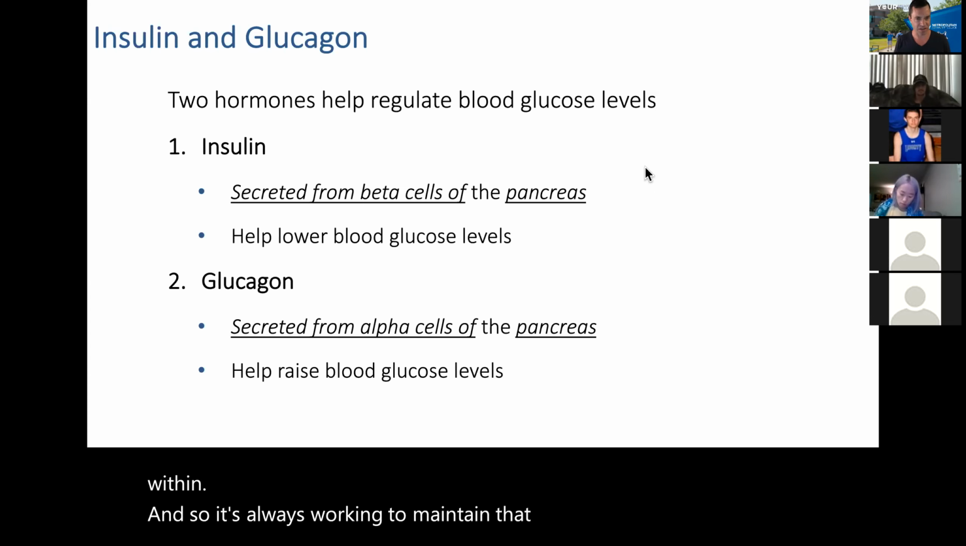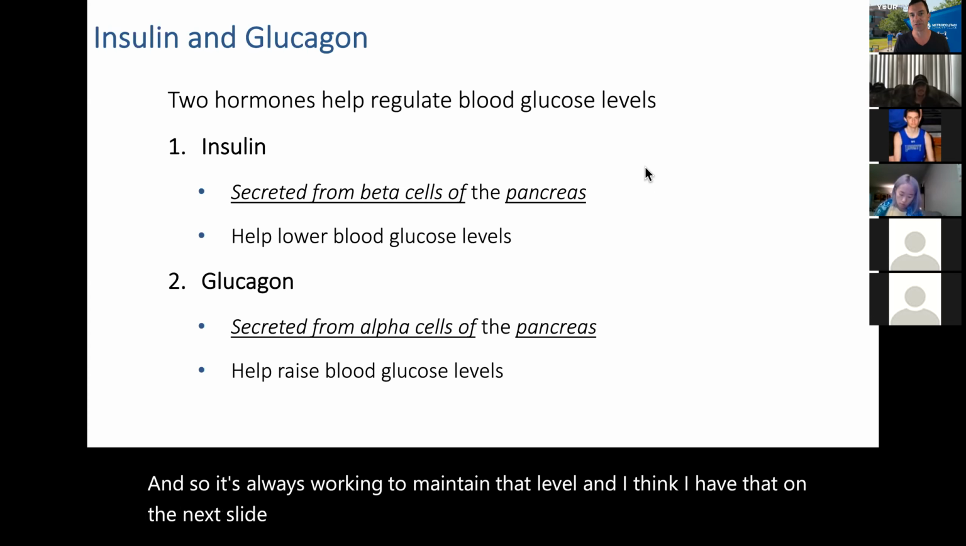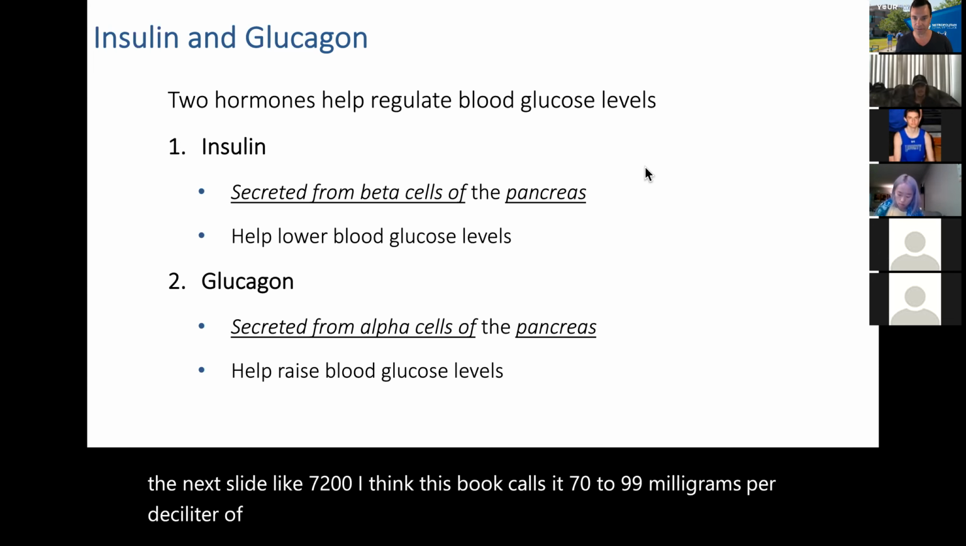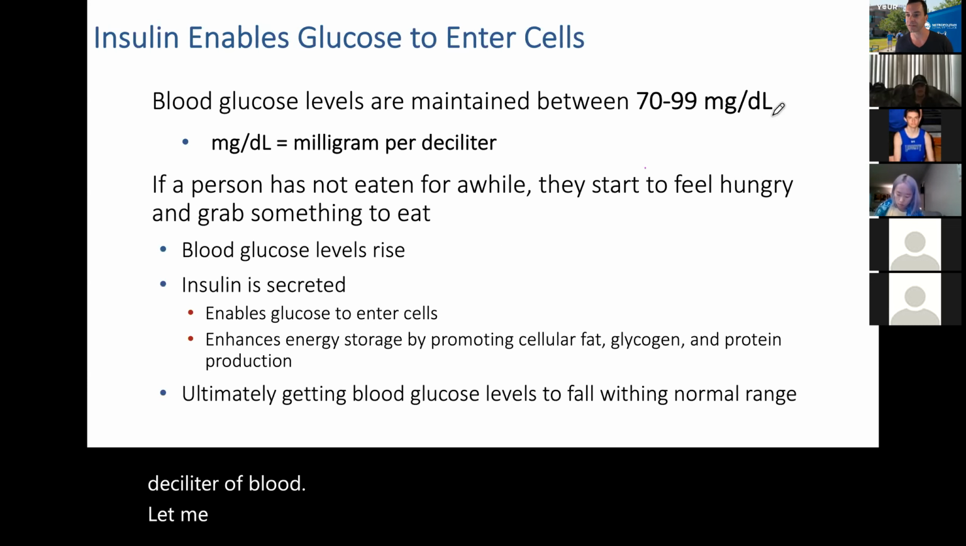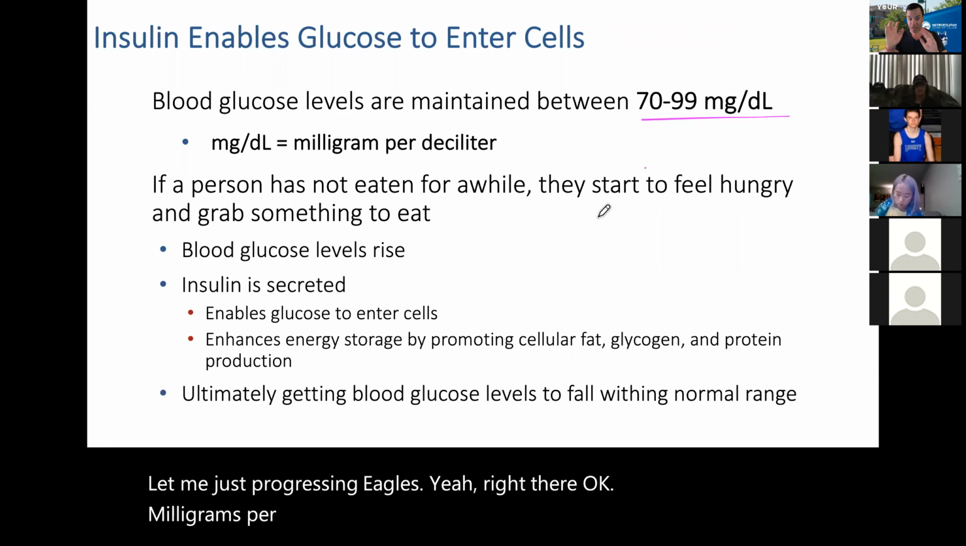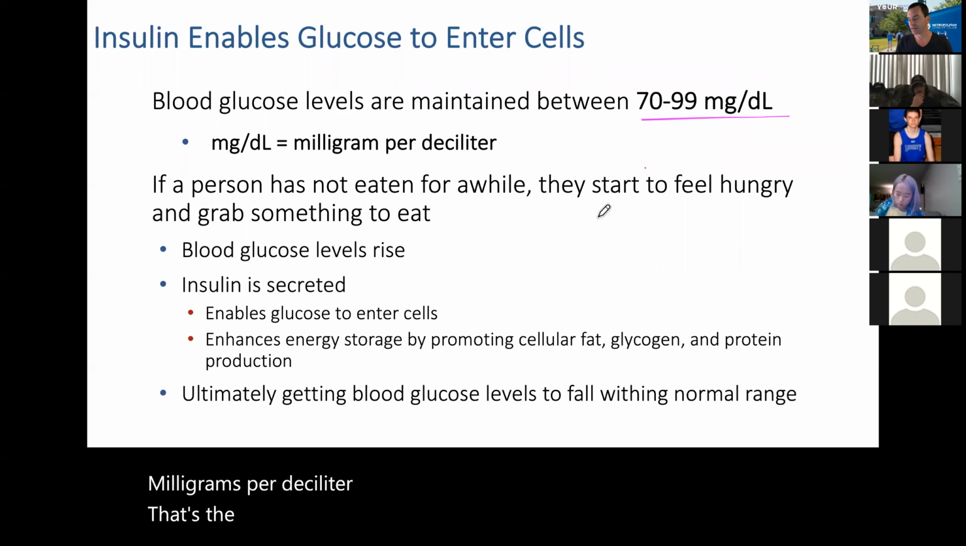And I think I have that on the next slide. It's like 70 to 100. I think this book calls it 70 to 99 milligrams per deciliter of blood. Okay, milligrams per deciliter. That's the range that we like to keep glucose within the blood, right?